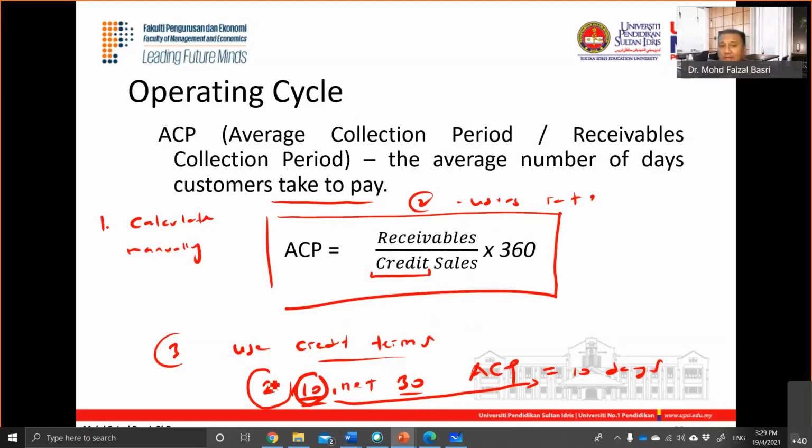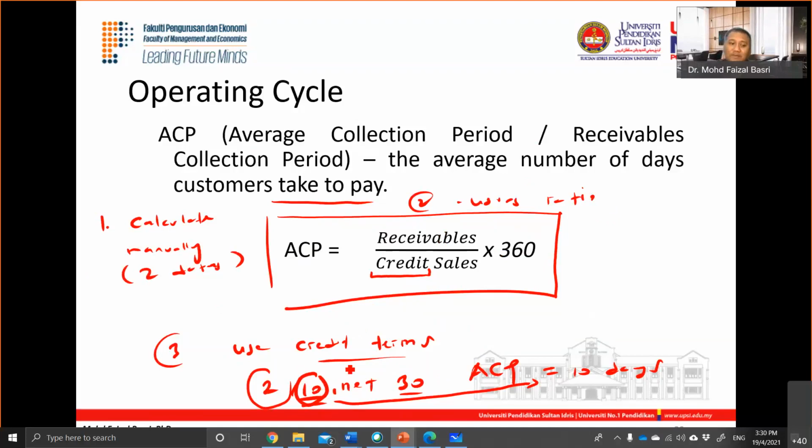So look at the question and find what kind of information is given. Either they give you 2 dates, or they give you the receivables and sales, then we know we need to use the ratio. Or they might give you credit terms, and therefore we're going to assume the earliest will be the ACP.